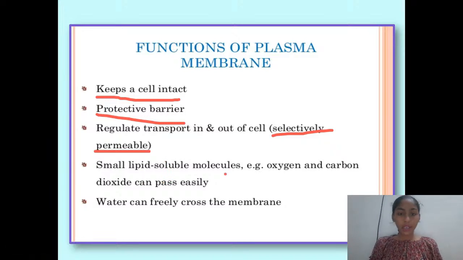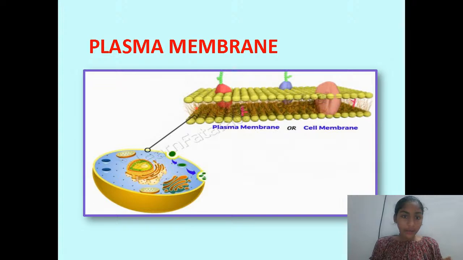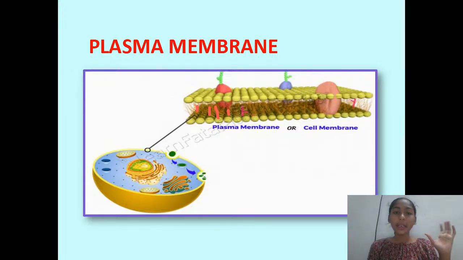Small lipid soluble molecules, for example oxygen and carbon dioxide, can pass easily because they're small. Let me show you the picture. These hairy substances are found over here, so these allow the in and out of the molecules. But carbon dioxide and oxygen molecules are very tiny. That is why they don't need any permission to go in and out. But big molecules like sodium and others need permission to get in and out.